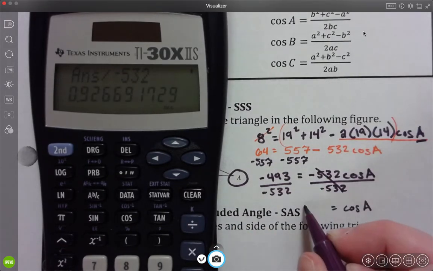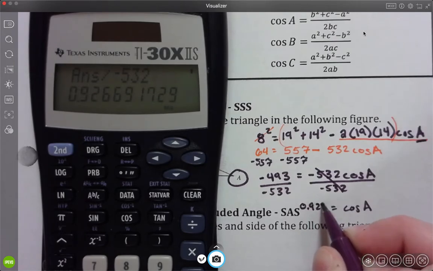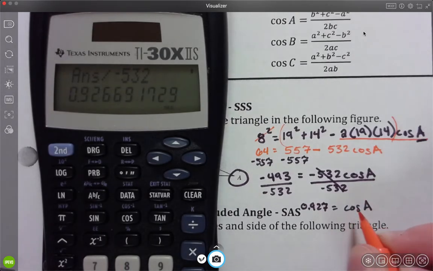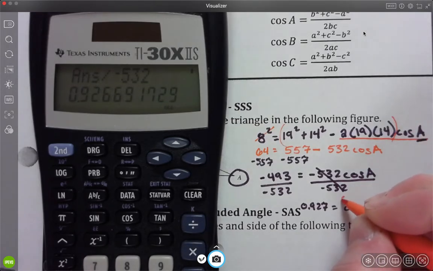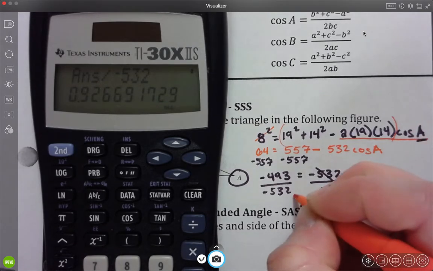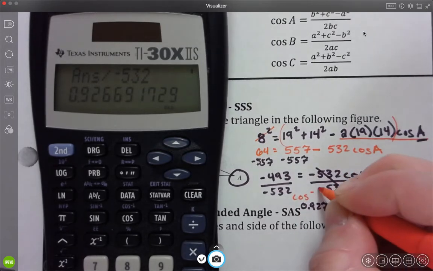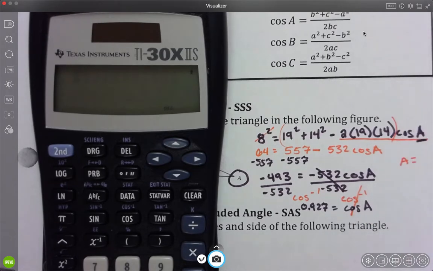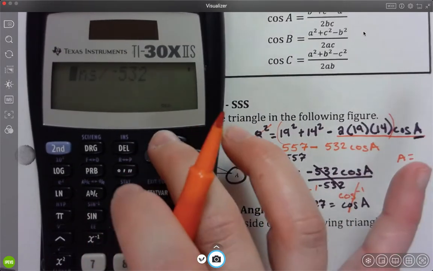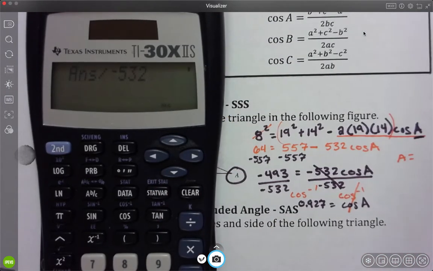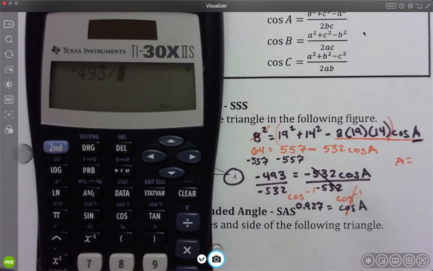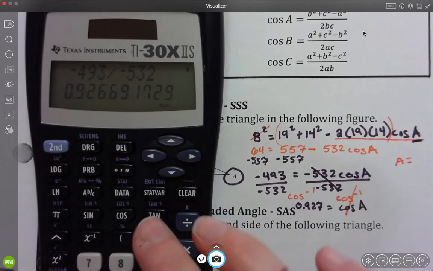0.927, something like that. Now remember from the last section that when we're solving for an angle, we have to get rid of that cosine, or the sine in that case from the last problem, by doing the inverse function. So cosine inverse, these two will cancel out, so I just have A by itself. And then I'm going to do, oh shoot, I want to go back. Let me do that again. Negative 493 divided by negative 532. And I want to do inverse cosine of that.